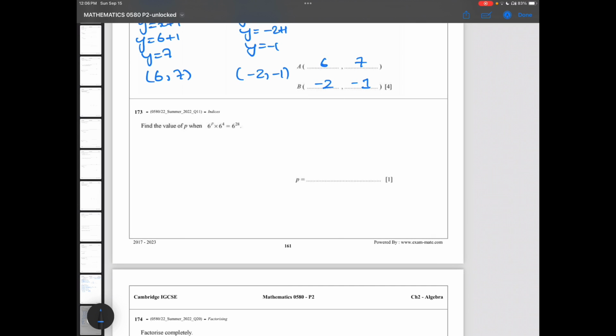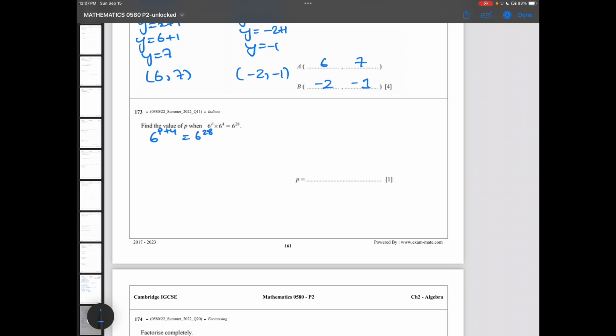In the next question we have: find the value of p when 6 to the power p multiplied by 6 to the power 4 is equal to 6 to the power 28. According to the law of indices, if we have the same bases and they are being multiplied, we add their powers, right? So over here the base is common on the left side of the equation, that is 6, and they are being multiplied, so we must add their powers. That's 6 to the power p plus 4 is equal to 6 to the power 28.